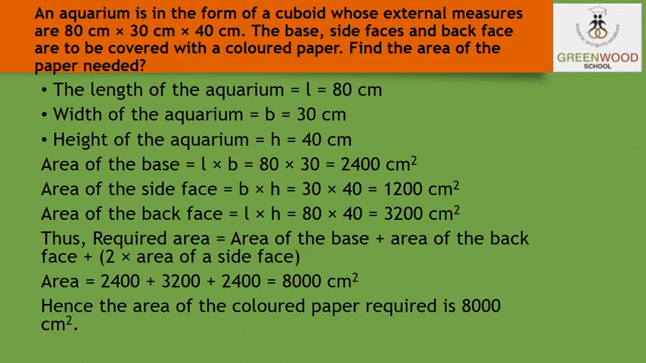Now the area of paper needed would be equal to the area of base plus area of back face plus 2 into area of side face, because the aquarium would be having two side faces. So the total area would be 2400 plus 3200 plus 2 into 1200, that is 2400. On adding all the three areas, we get the area of paper needed would be 8000 centimeter square.